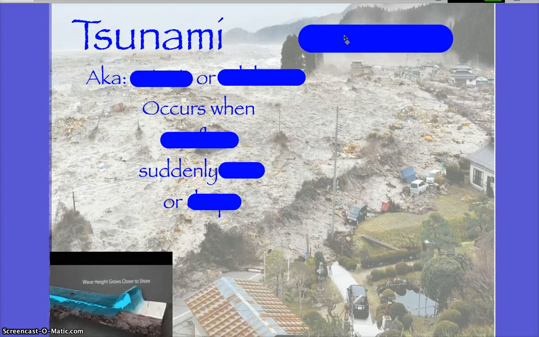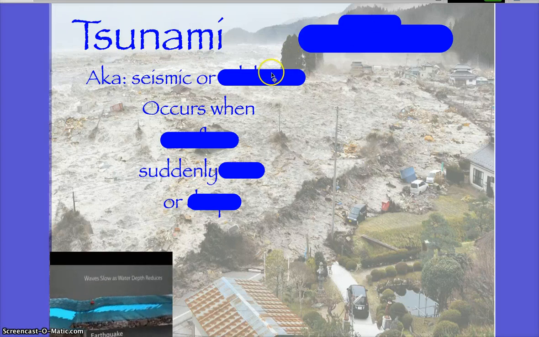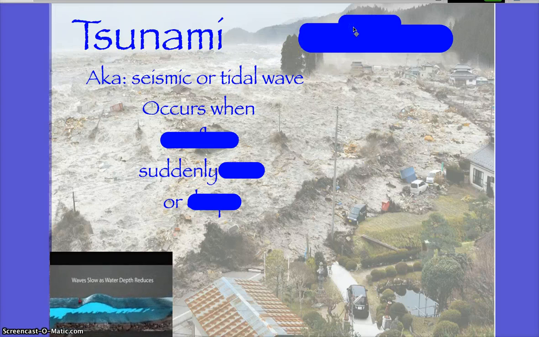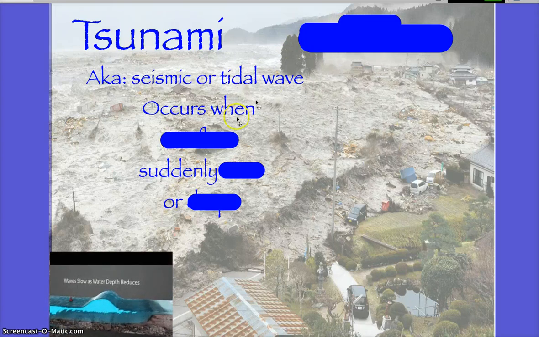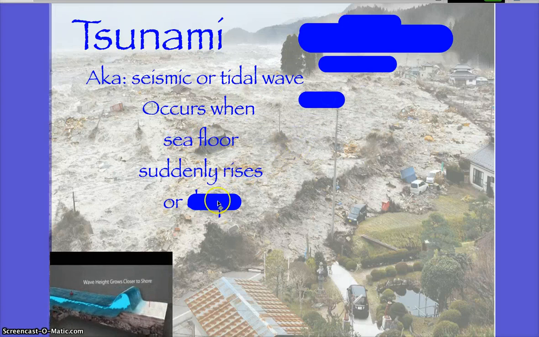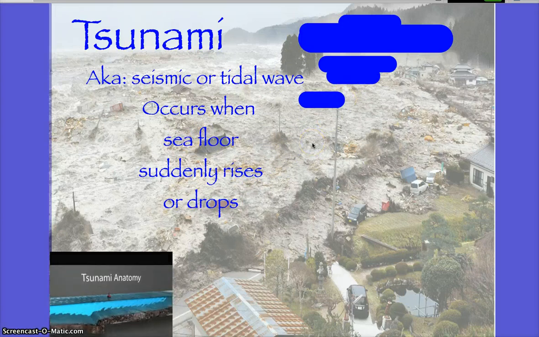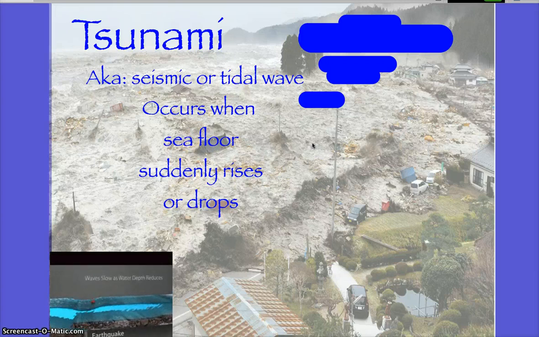Same thing with what's this? Tsunamis. It's the same thing, guys. Tsunamis are basically underwater earthquakes. It's almost exactly the same thing. The difference is it's going to lead to this huge tidal wave. So you're going to have a shift in the plates, and the seafloor suddenly dips and then rises, or rises and then drops. So dips or drops, dips or rises.